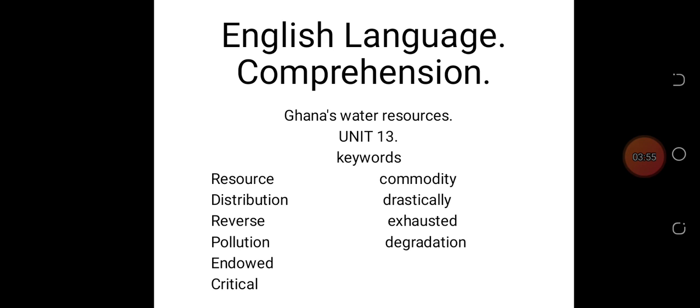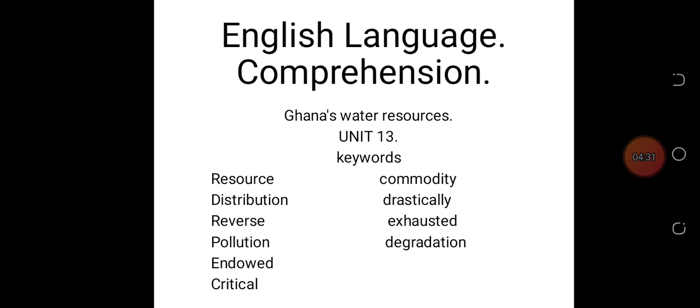Resource. A resource is something that a country has and can use to increase its wealth. Let me talk about distribution. I believe this is quite simple. Distribute, to give out. So distribution is the way that something is divided or spread out.